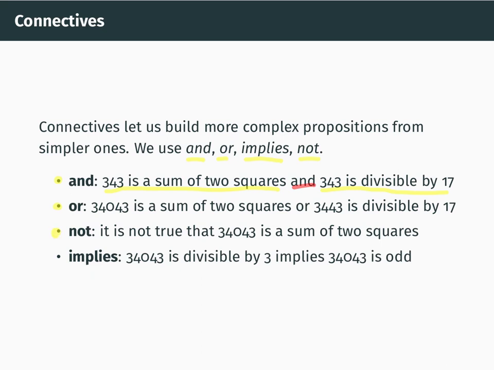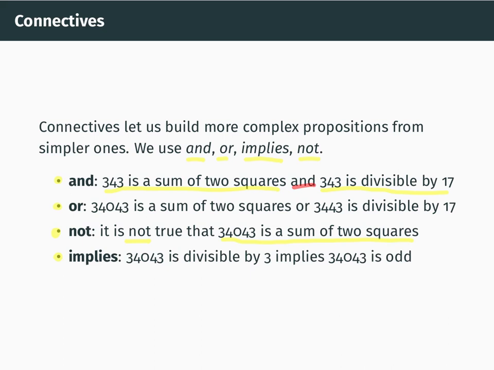Next, not. It is not true that 34,043 is the sum of two squares. Again, this is a proposition. It might be true or it might be false, but it's a proposition which has been formed by using the connective not applied to a simpler proposition, namely that 34,043 is the sum of two squares. And the final connective, for which I'll give an example, is implies. So our example is that 34,043 is divisible by 3 implies 34,043 is odd. Again, it could be true, it could be false, but it's at least one of the two.